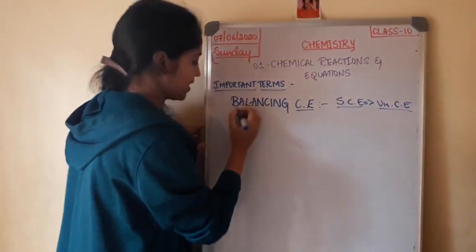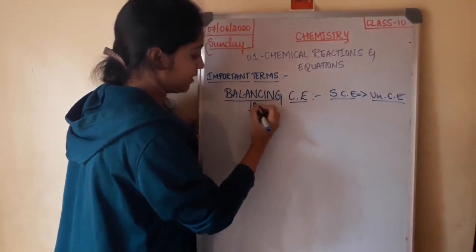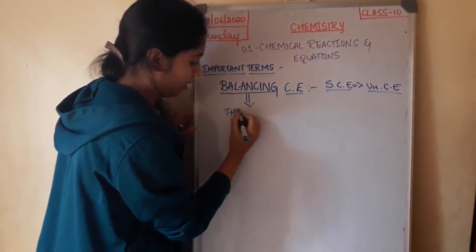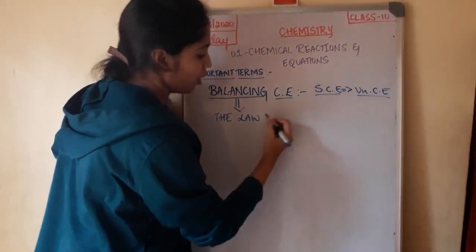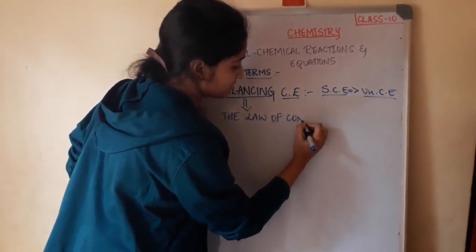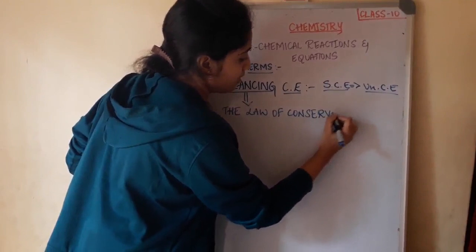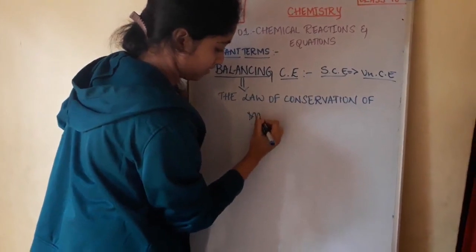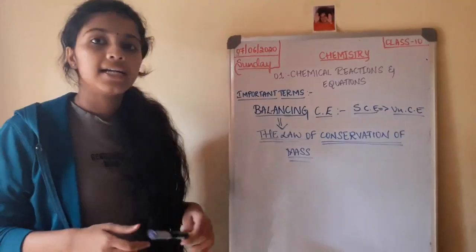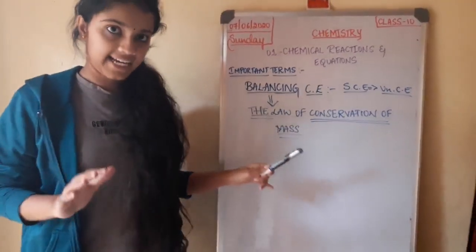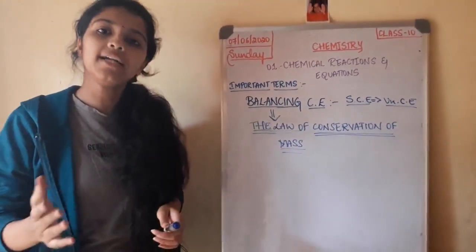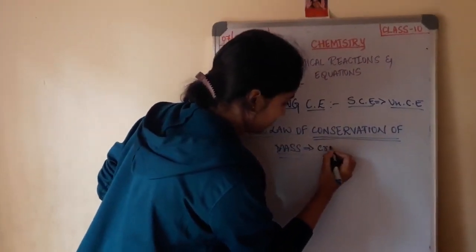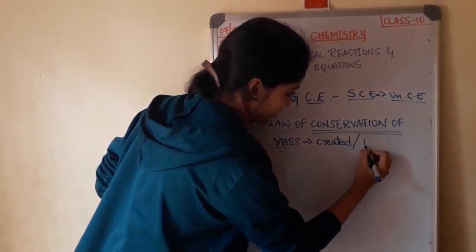There is a reason for everything, and the reason why we balance chemical equations is that we follow a law. You are already familiar with this law. You've learned this in your 9th standard. That is the law of conservation of mass. The law of conservation of mass states that mass can neither be created nor destroyed in a chemical reaction.